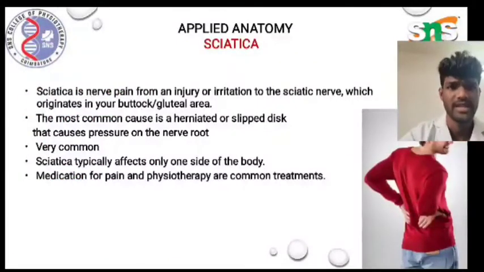Applied anatomy of the sciatic nerve. Sciatica is nerve pain from an injury or irritation to the sciatic nerve, which originates in your buttock gluteal area. The most common cause is a herniated or slipped disc that causes pressure on the nerve root. Very common. Sciatica typically affects only one side of the body. Medication for pain and physiotherapy are common treatments.